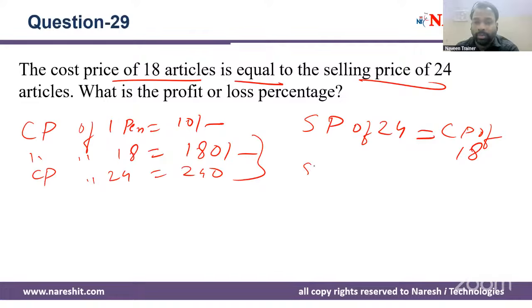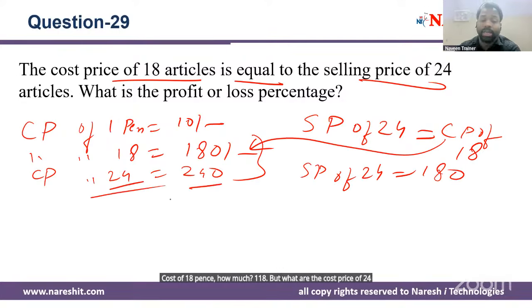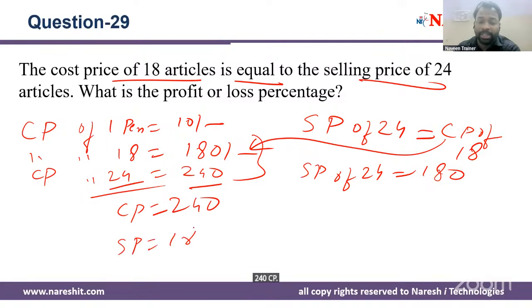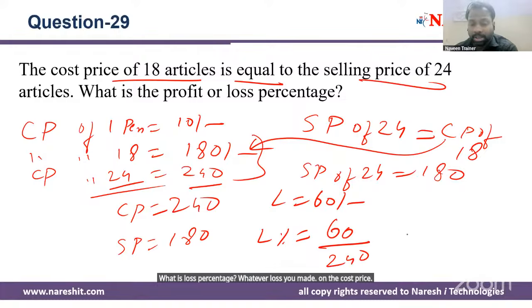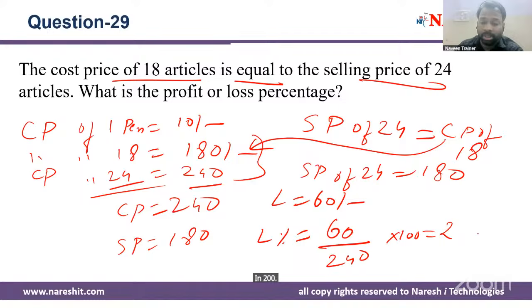So what is the selling price of 24 pens? Cost of 18 pens, how much? 180. But what is the cost price of 24 pens? 240. 240 CP, but SP 180. Loss or profit? Loss. How much? 60. What is loss percentage? Whatever loss you made on the cost price into 100. 25 percentage loss.